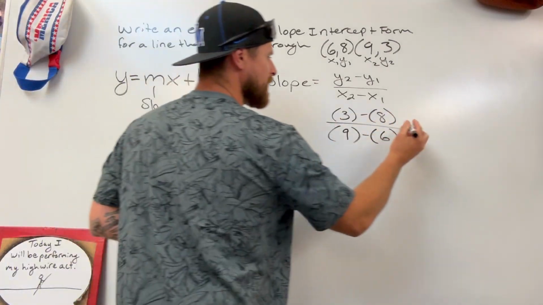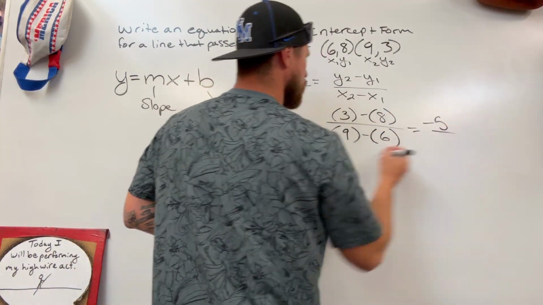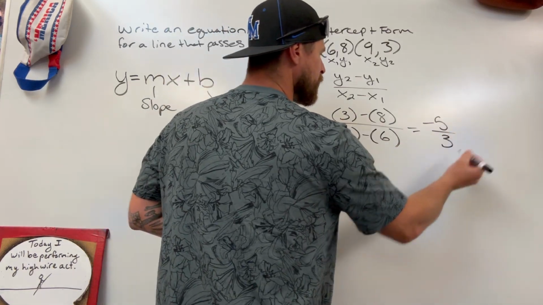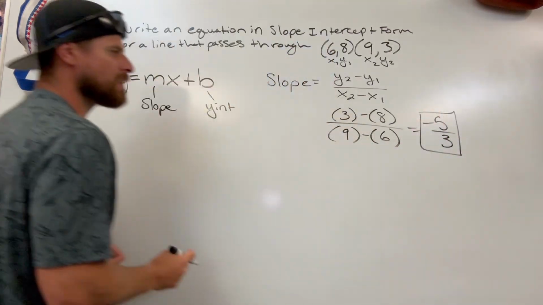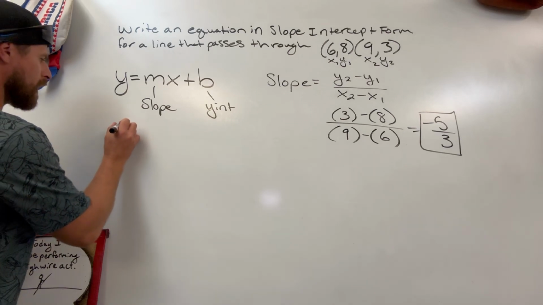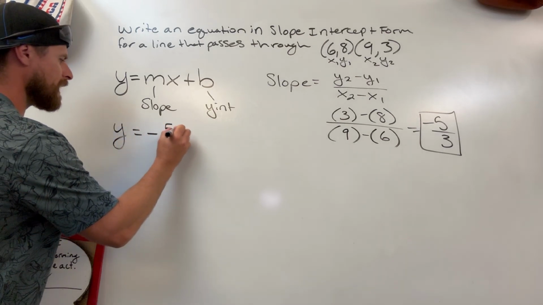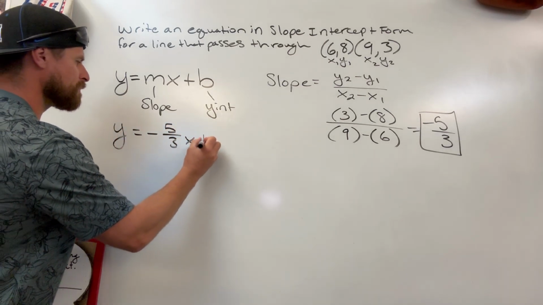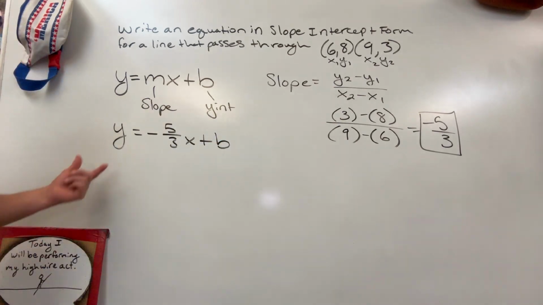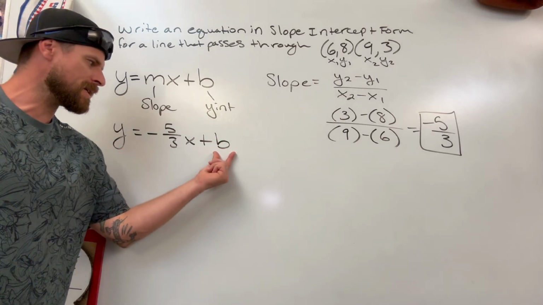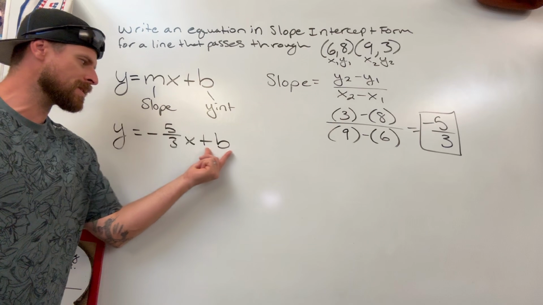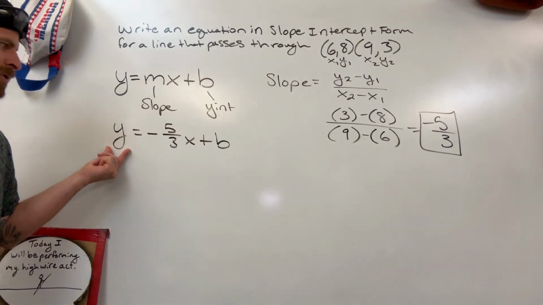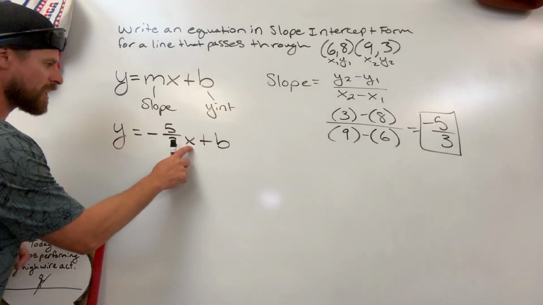So 3 minus 8 gives me -5. 9 minus 6 is +3. So we now have a slope of -5/3. So we're going to say y equals -5/3 x plus b. The problem is I have a y, an x, and a b. So I can't figure out what b is until x and y are numbers. So I need to change y to a number, change x to a number.